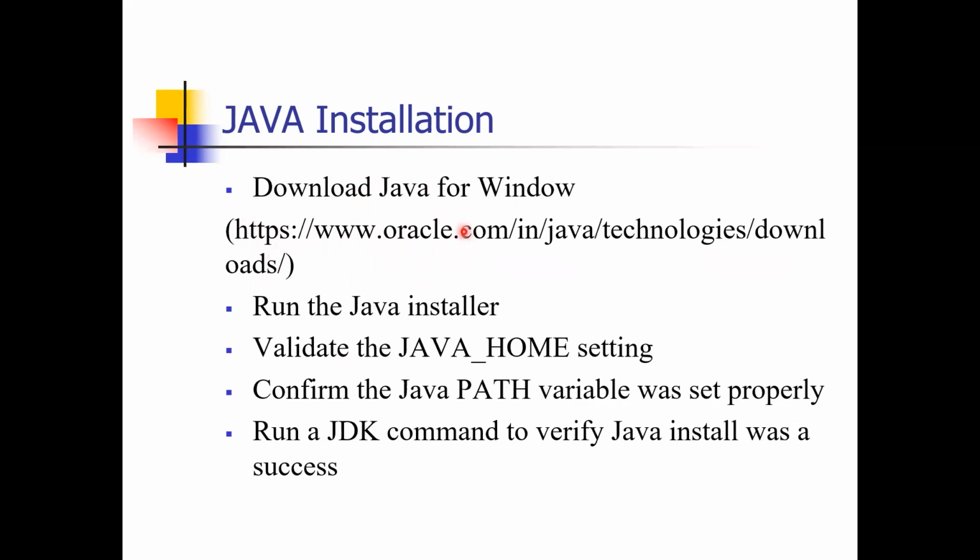When you download Java, then you have to install it. After installation of Java, you have to do settings: the Java home setting and the Java path setting. Most systems already have Java, so you just have to check whether you have Java or not. Run the JDK command in your command prompt. See how.